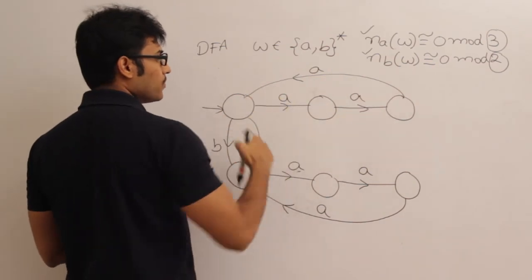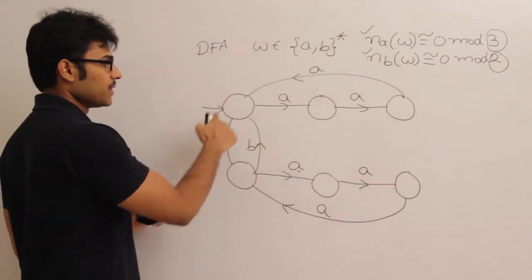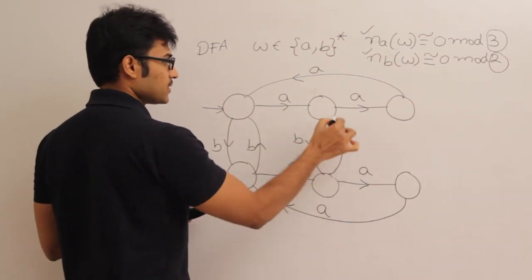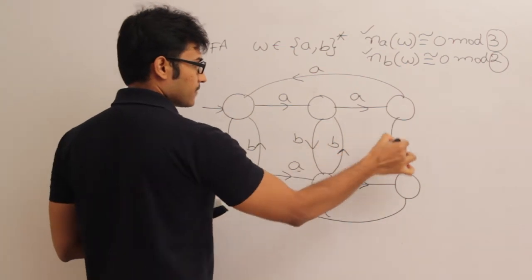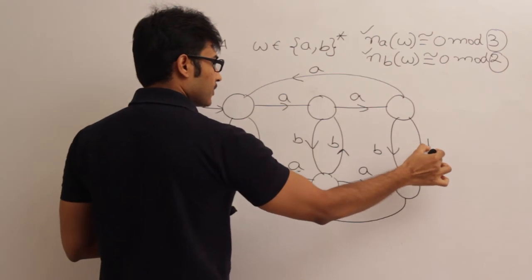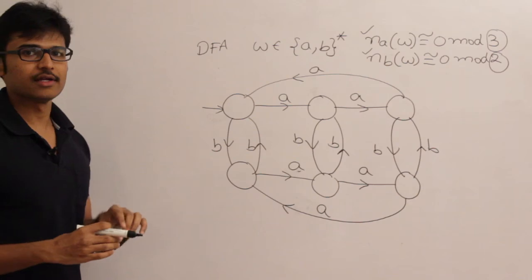This horizontal loop is counting the a's and this vertical loop is counting the number of b's. Now let's talk about each state. You can see what each state indicates.